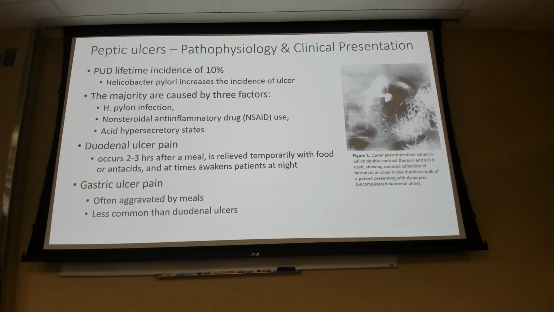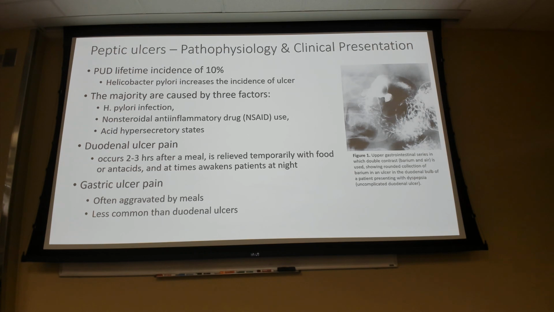But what's important is determining where it is, whether it's a duodenal ulcer versus a gastric ulcer. Sometimes you can tell by symptoms, but that's a little hard. You have to have a really great historian. Most commonly they're duodenal ulcers. It's usually a few hours after meals, temporarily relieved with food, and can awaken the patient at night. The gastric ulcer is typically aggravated by the meal, but they're a lot less common than duodenal ulcers.